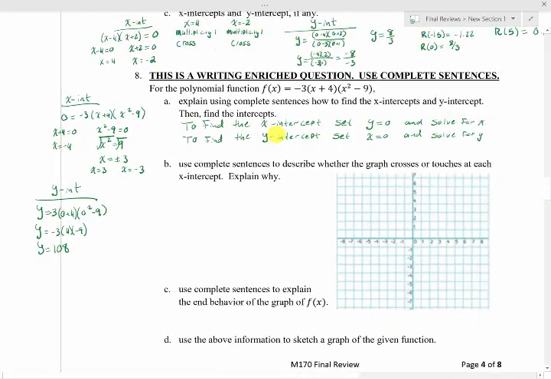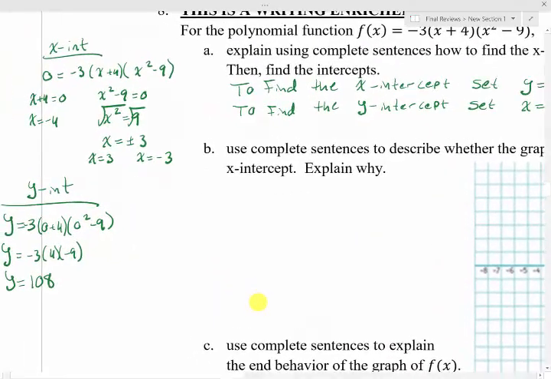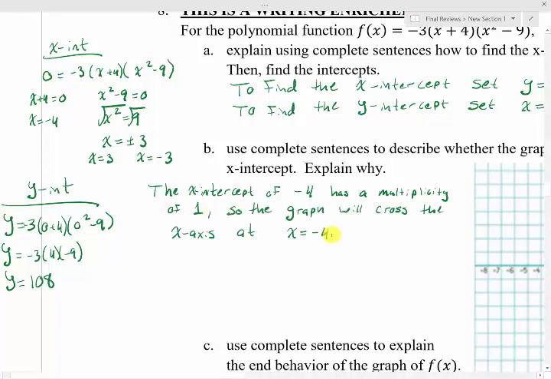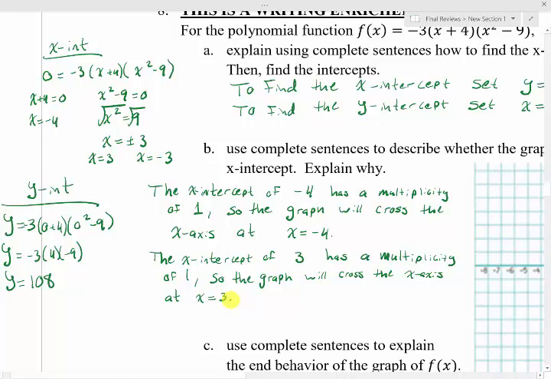Part B. Use complete sentences to describe whether the graph crosses or touches at each x-intercept, and explain why. Well, we're going to do this using the multiplicities of our x-intercepts. So the x-intercept of negative 4 has a multiplicity of 1, so the graph will cross the x-axis at x equals negative 4. The x-intercept 3 has a multiplicity of 1, so the graph will cross the x-axis at x equals 3. And then the x-intercept of negative 3 also has a multiplicity of 1, so the graph will cross the x-axis at negative 3.